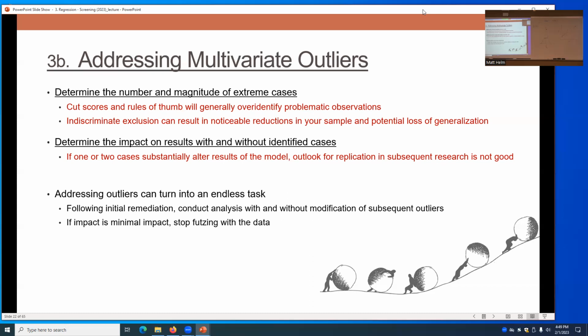Because what can happen is we can have masking effects, where I've got a case in there that doesn't look bad because I've got another case in there that looks bad. But as soon as I get that case out, all of a sudden this person that was hiding out in the bushes is now revealed, and now I've got to go through again. What can happen is you can start to go endlessly through and figuring things out.